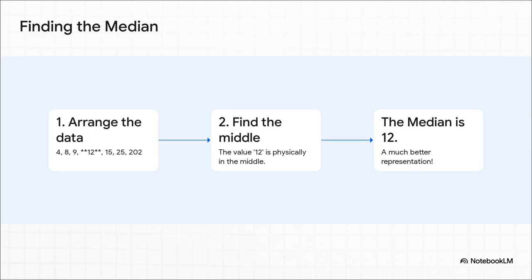So let's go back to our ant data. First, we arrange the numbers in order. Then, we just find the number that's physically right in the middle. With 7 data points, the middle one is the 4th in line, which is 12.